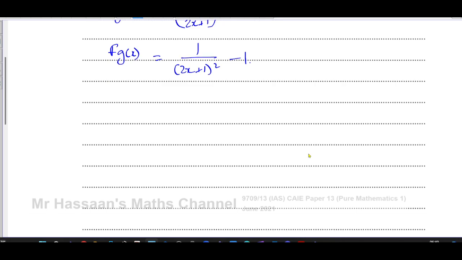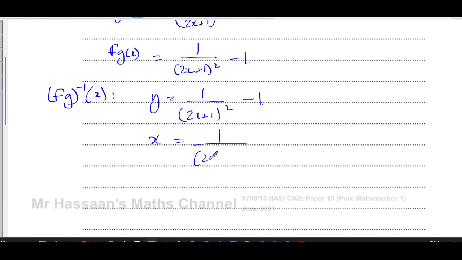Now we have to find the inverse. So we can now find f of g inverse of x, as they've shown it. The first step would be to replace the f of g of x with y. So y equals 1 over 2x plus 1 squared minus 1. And then I'm going to switch the x and y around. So wherever I see y, I'll call it x, and wherever I see x, I'll call it y. So I end up with this equation here.